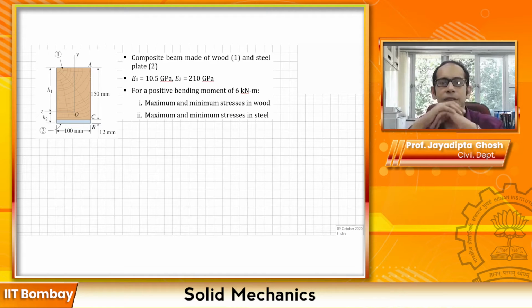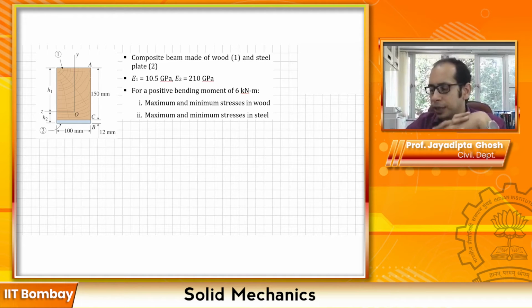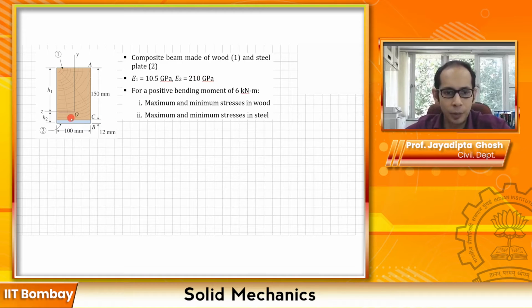So this application example, as you can see on your screen already, has a composite beam made of two different materials. The top part is material 1, which is wood, and at the bottom you have a smallish steel plate of 12 thickness, and the height of the wood is 150. You are also given the modulus of elasticity, and now you know why you are given this, because you have to calculate the modular ratio n, right?